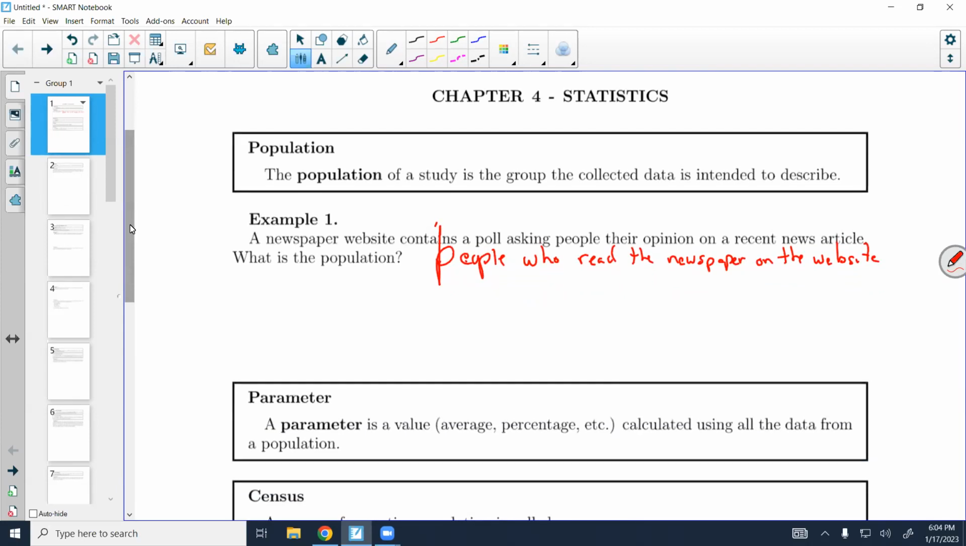So next we have something called a parameter. A parameter is a value, say the average or percentage, that is calculated using all the data from the population. So parameter is population.